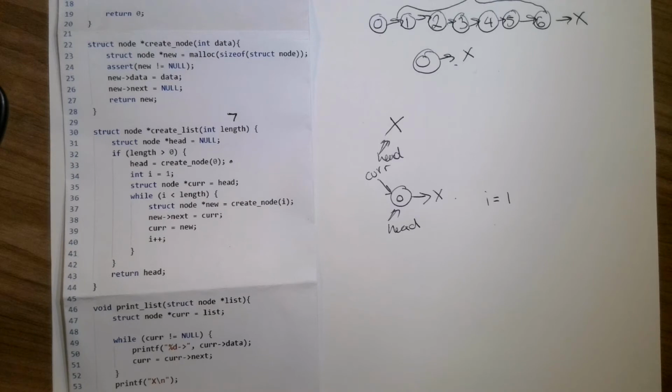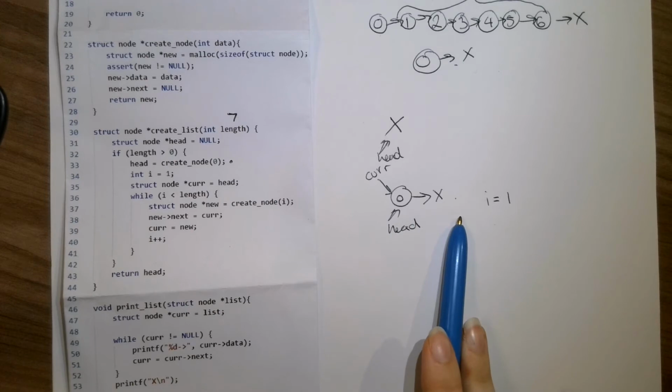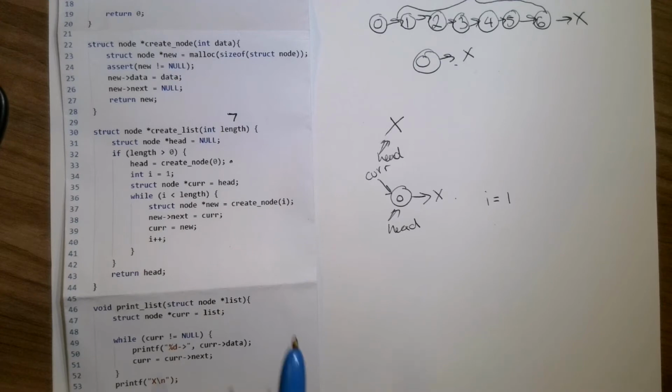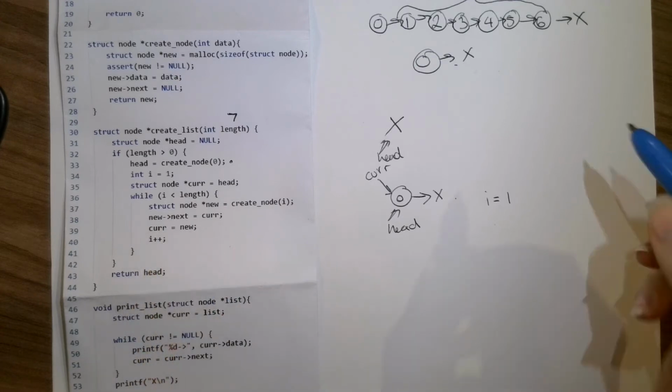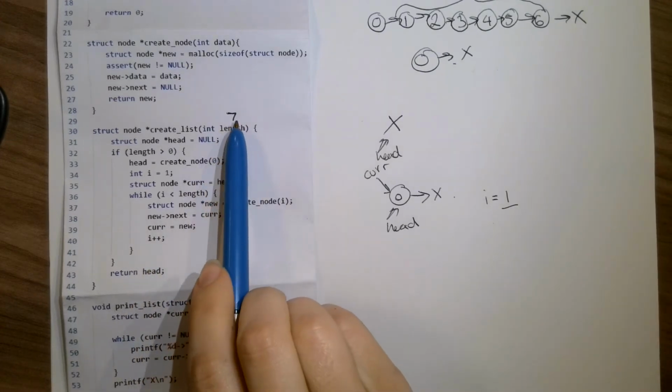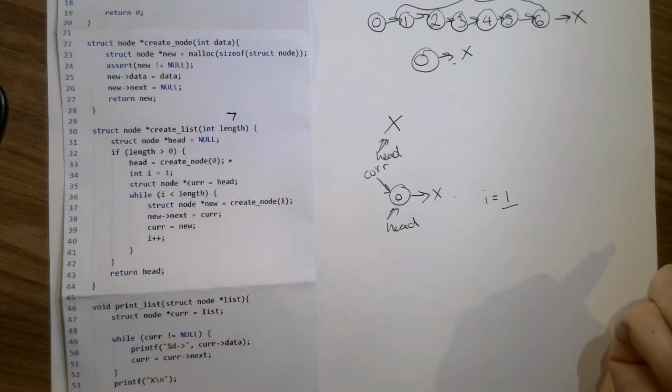Great. The while loop is another common place where you find linked list errors. So far, it looks alright. We haven't added the rest of the list, so the rest of the code looks fine. The problem is most likely within this while loop. So, while I is less than length, I is 1. Length, remember we passed in as 7, so we enter this while loop.